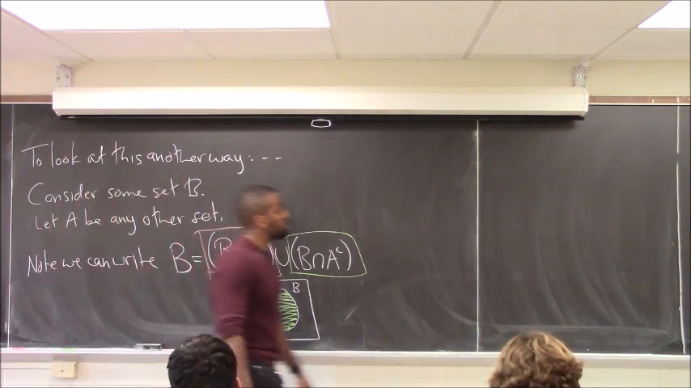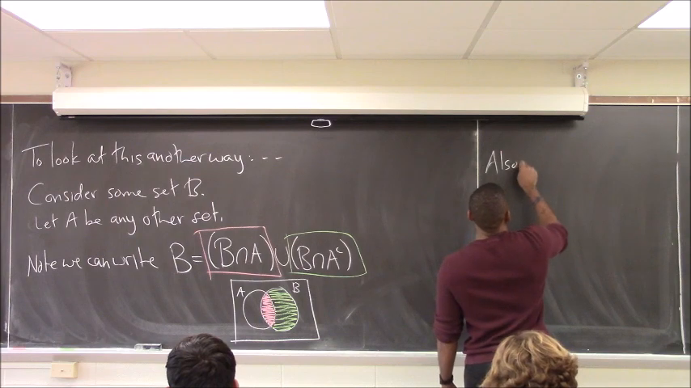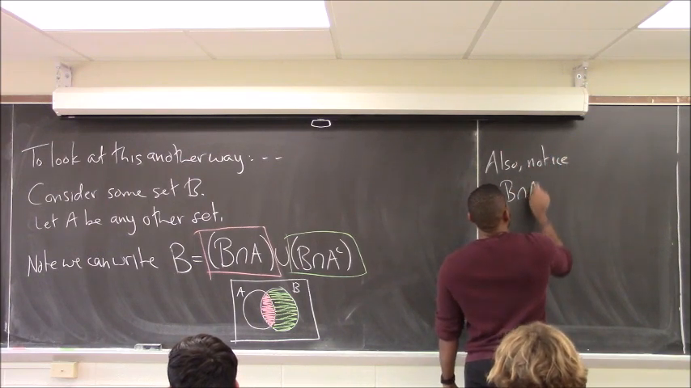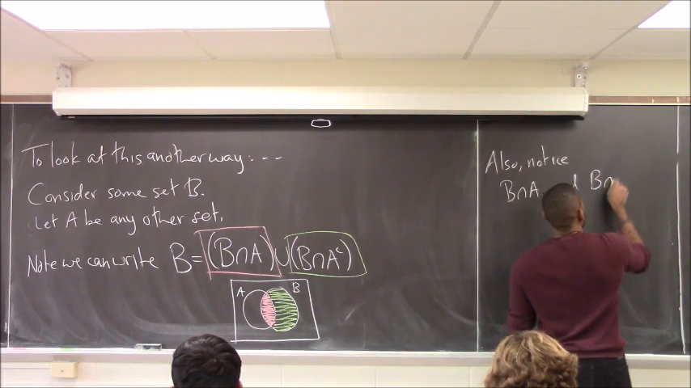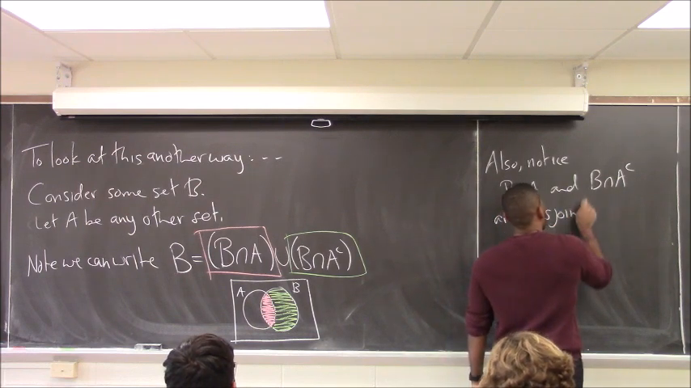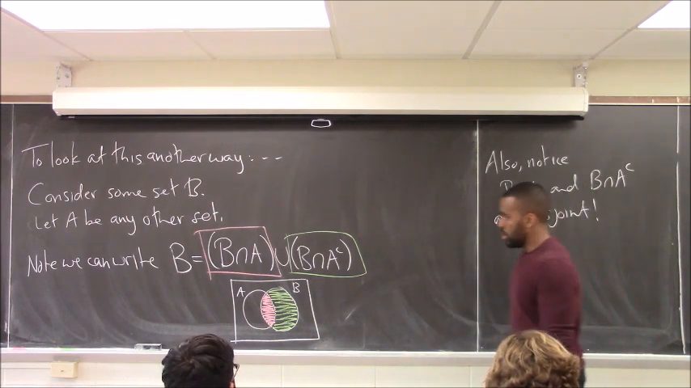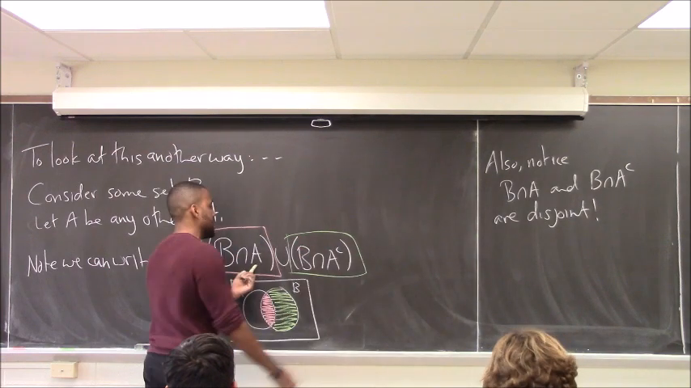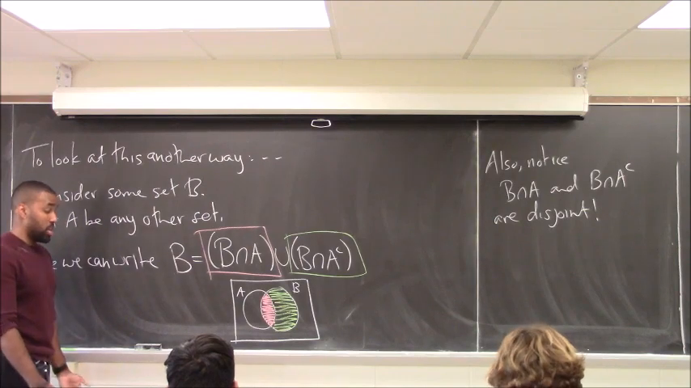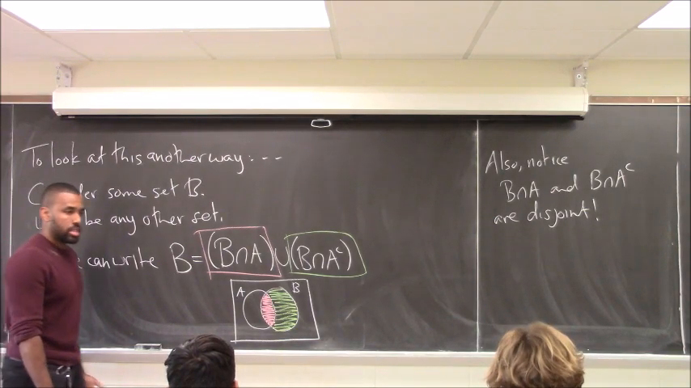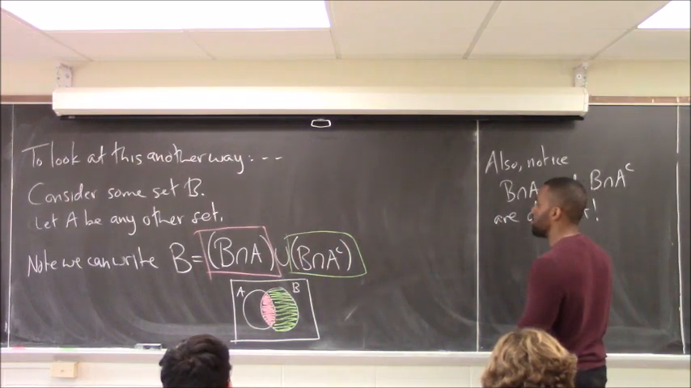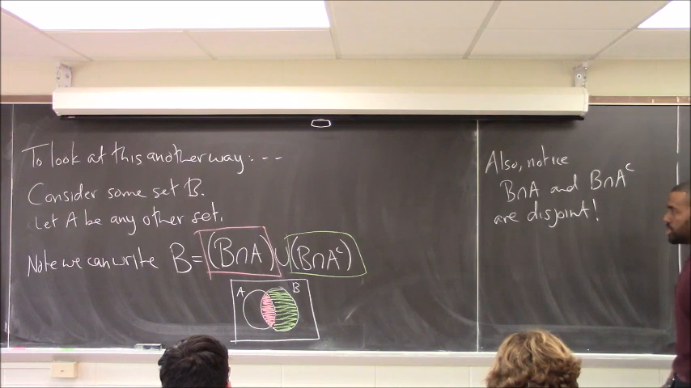Another thing you should notice, B intersect A and B intersect A complement are disjoint, because you can't have something that's in A and not in A at the same time. So these two sets that I split B into, they're disjoint. They're not connected. Now, what does that mean if I were to take the probability of the union of disjoint sets?